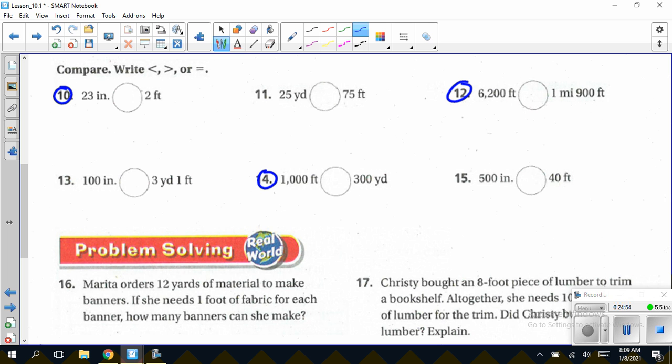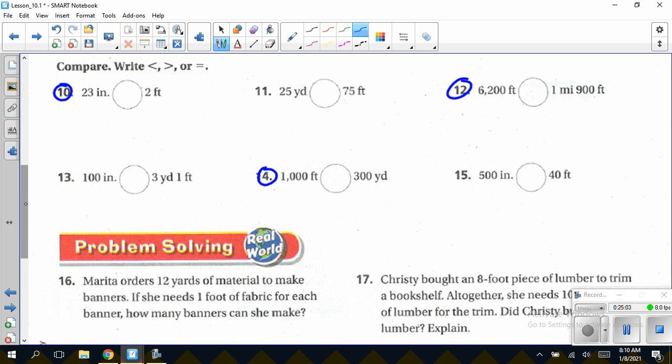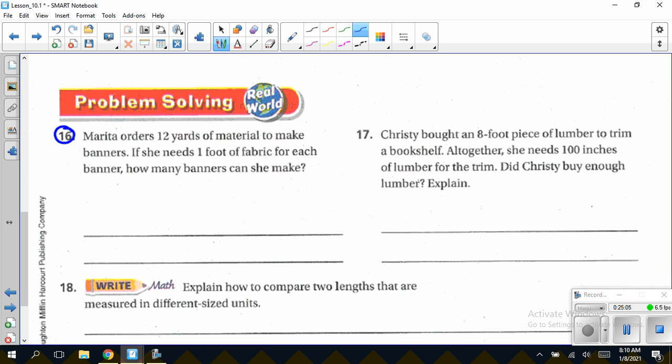Remember, the easiest way to compare is to change the larger unit into the smaller unit, so that way you're multiplying. And then also you are completing number 16. So number 16 says Marita orders 12 yards of material to make banners. If she needs 1 foot of fabric for each banner, how many banners can she make?